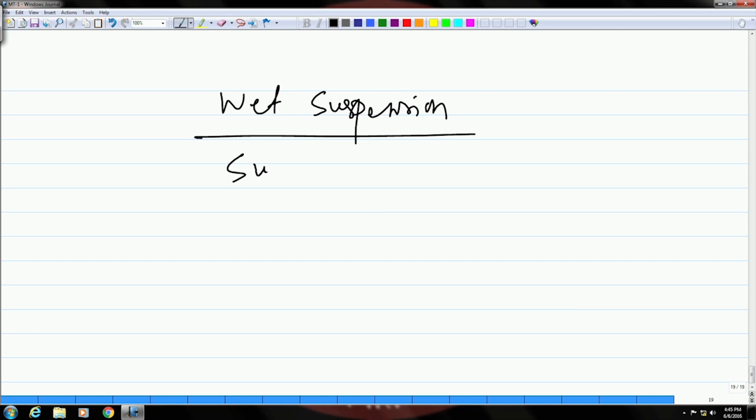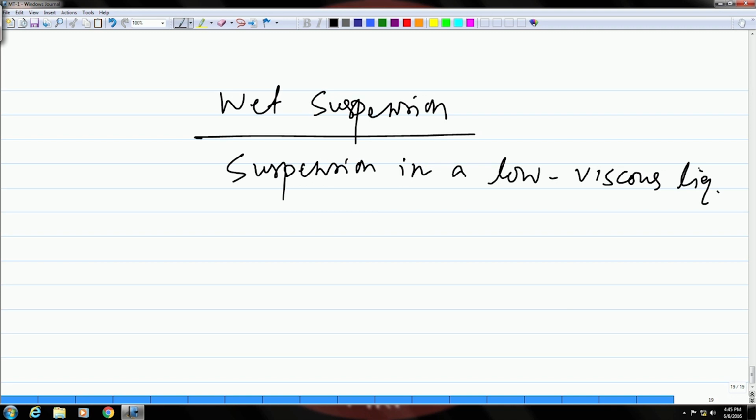Suspension in a low viscous liquid. So, some petroleum liquid, for example kerosene, can be used, because it satisfies the property requirements like low viscosity, uniformity and wetting and so on. Okay. So, that kind of petroleum liquid can be used to make this suspension, and it has many advantages over dry particles, as I said.